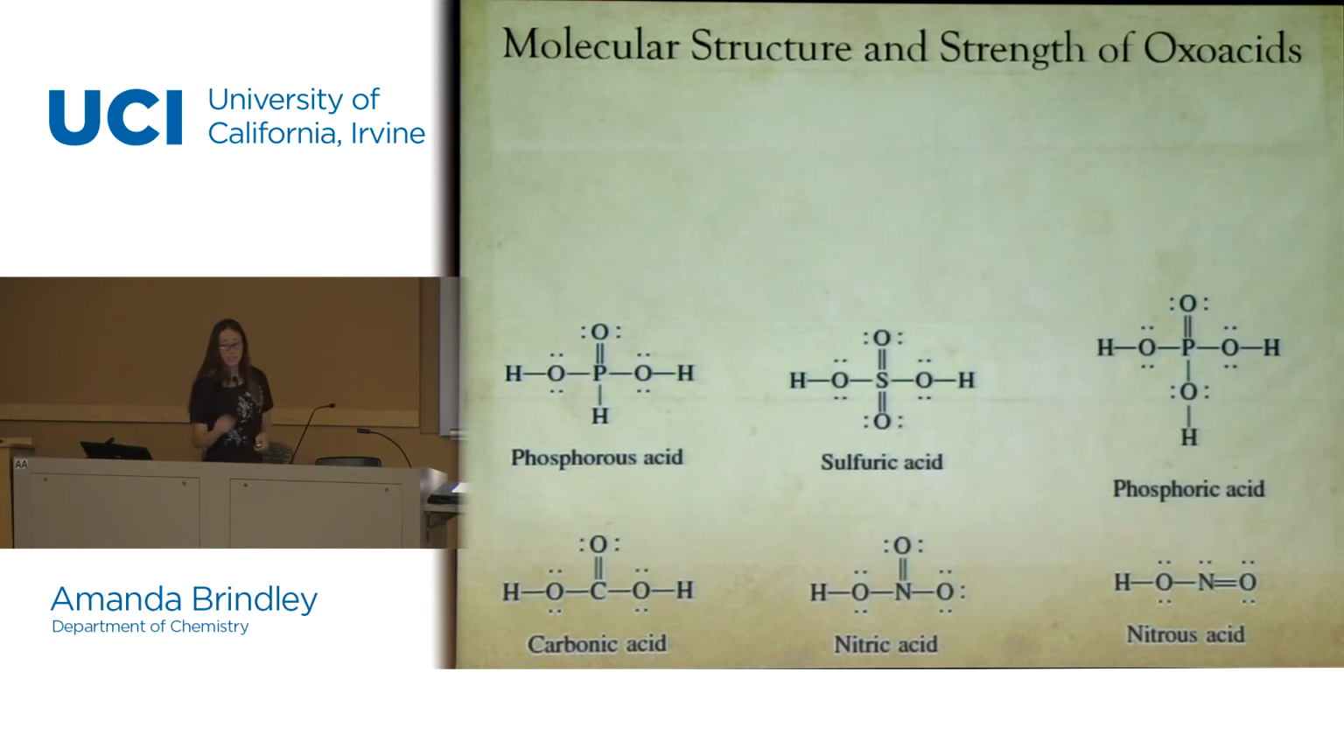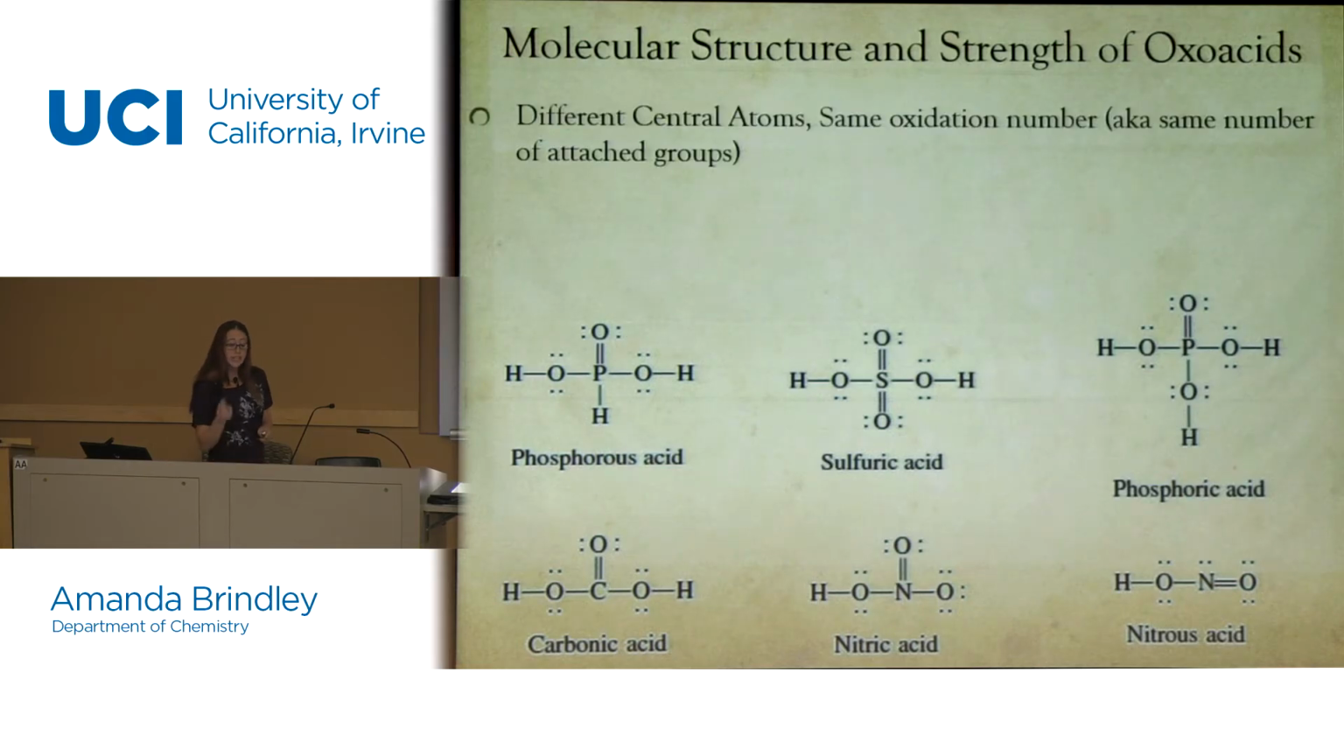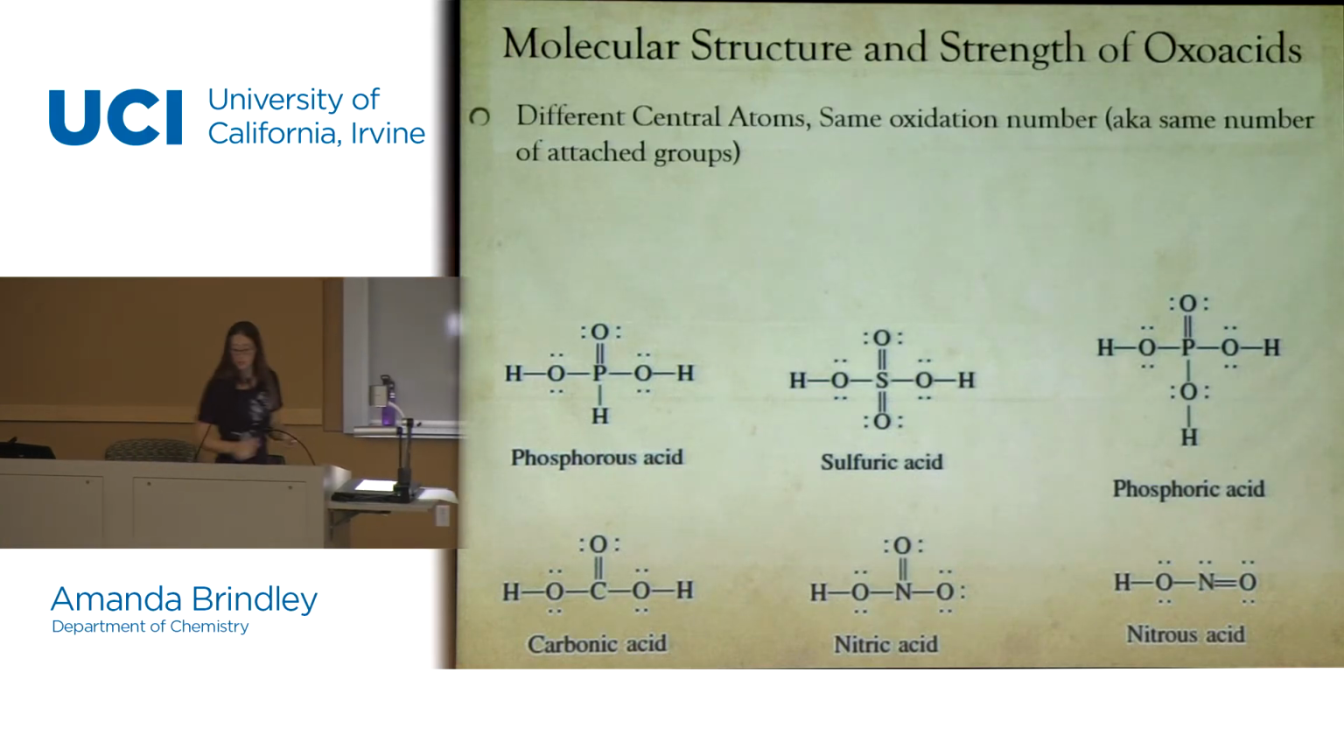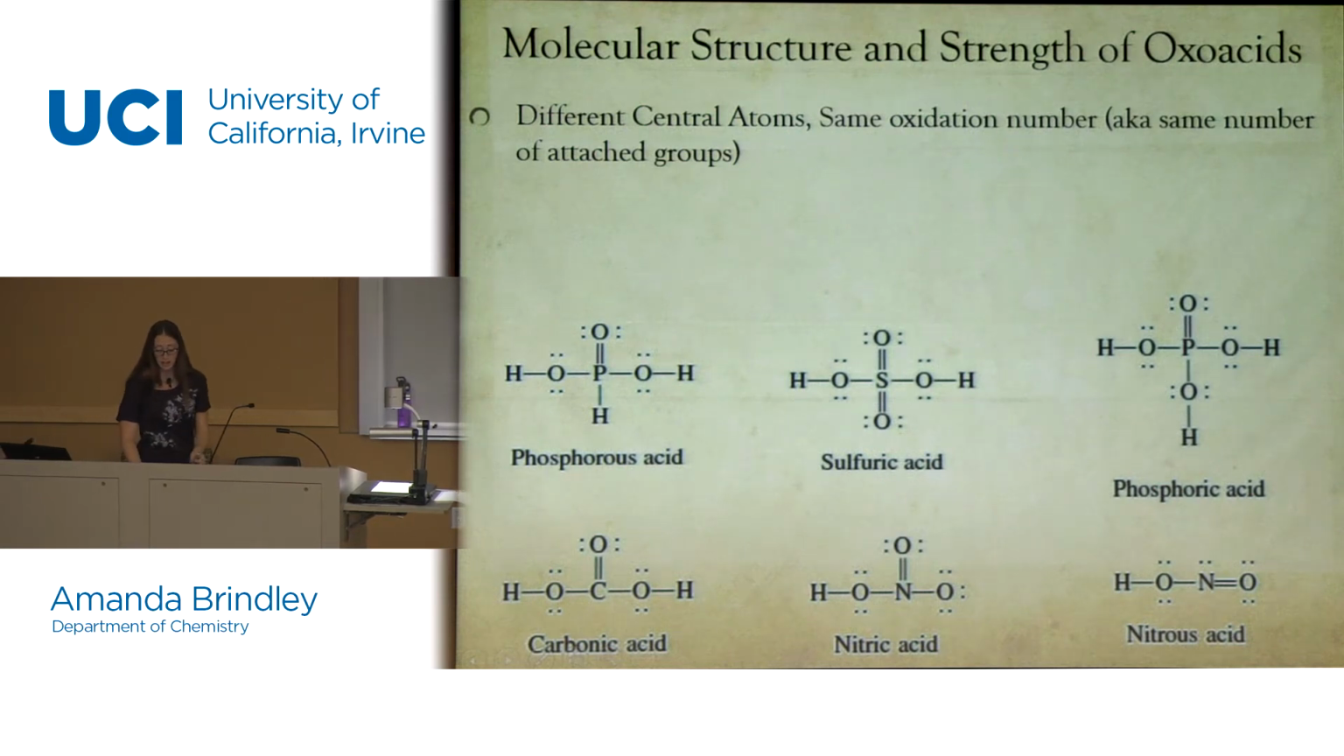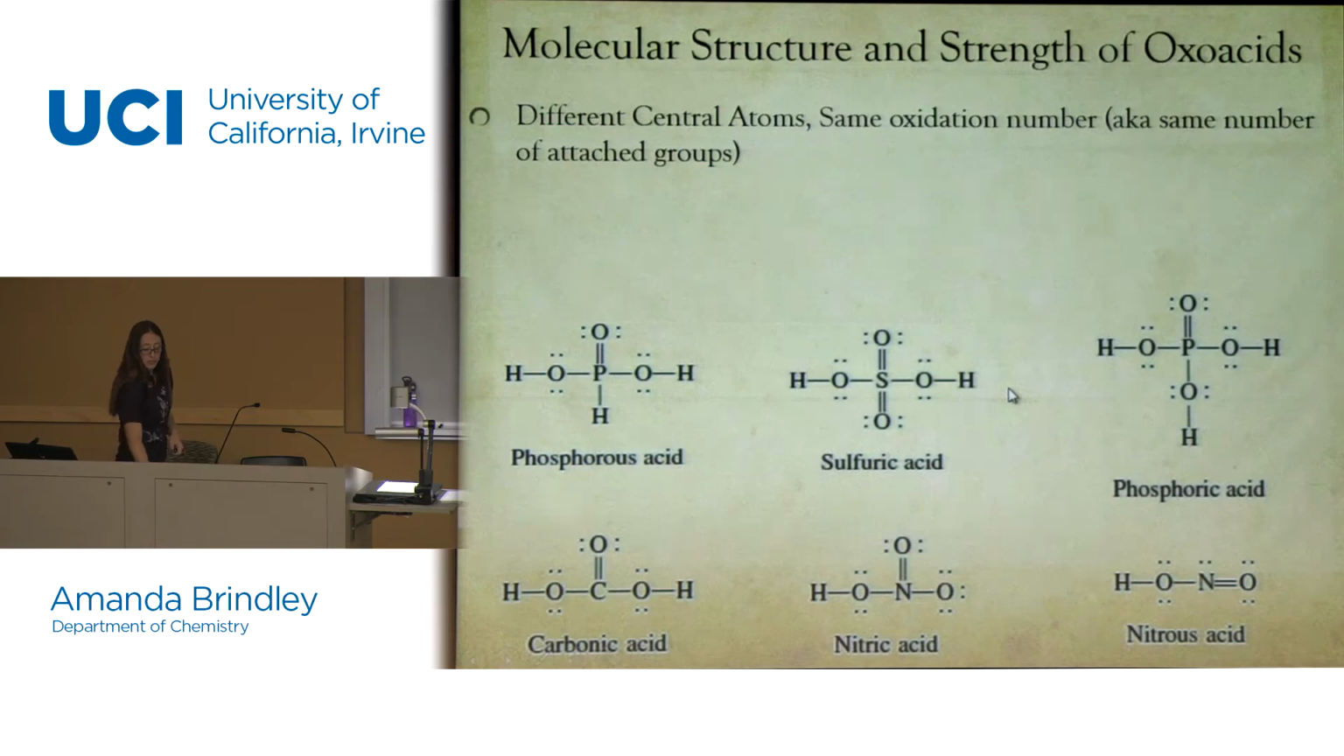So we have two different things we can change here. We can change the central element. So something like if we look at phosphoric and sulfuric, actually, let's do this, sulfuric and phosphoric. They both have 4 oxygens around them, but the central element is different. In one case, we have a P, in one case, we have an S. The other thing that we can do is change how many oxygens are around it, okay? Keep the same central element and change how many oxygens.